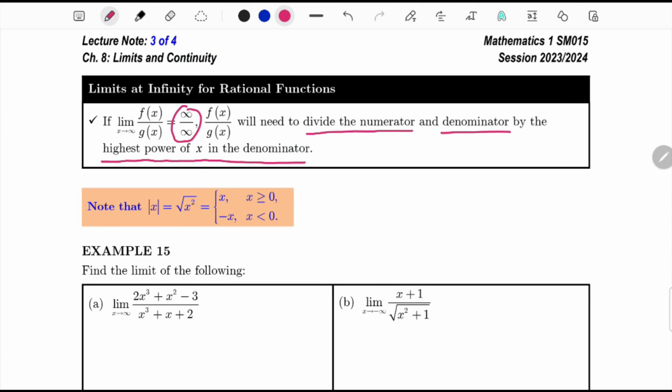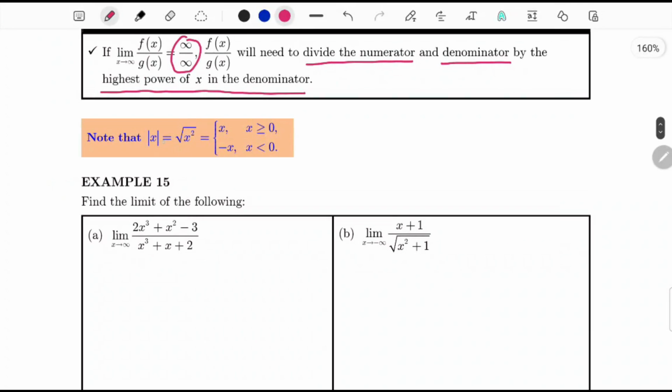Alright, before we start example 15, you're going to focus on this one. If you have modulus of x, the definition of modulus of x is surd x squared. When we express it in x and negative x, you're going to get x when x is greater than or equal to 0, and also you're going to get negative x when x is less than 0. So for these types of questions, when we approach positive infinity, we're going to substitute with a positive. And when x approaches negative infinity, we're going to put a negative outside of our surd.